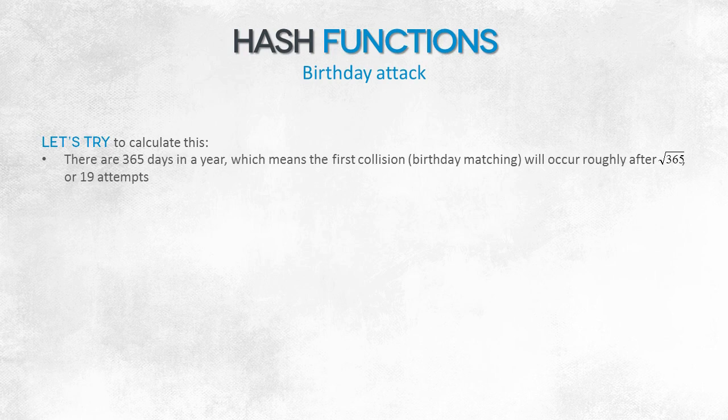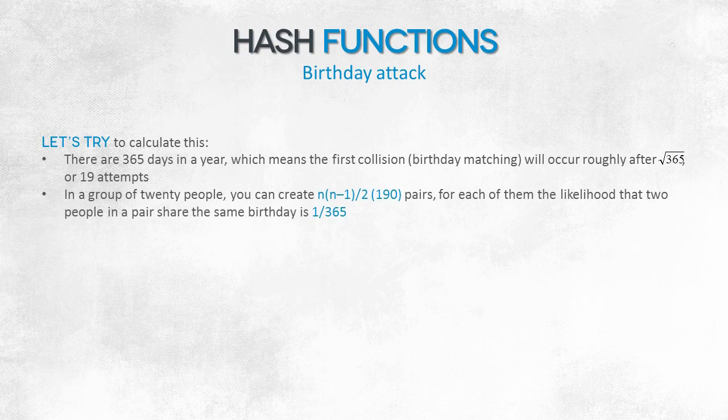Why is the probability so high? First, since there are 365 days in a year, the first collision, or match, will occur after, give or take, the 19th attempt. 19 is the square root of 365. In statistics, a first match will likely occur soon after the square root of all possibilities.